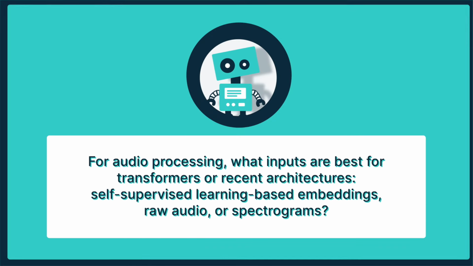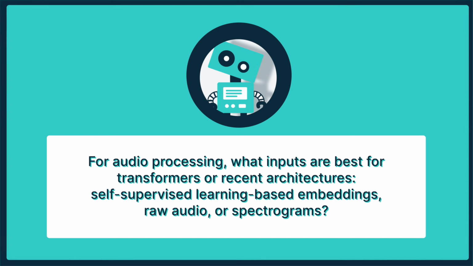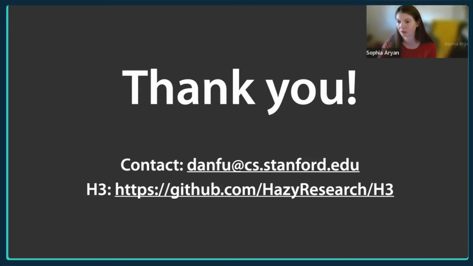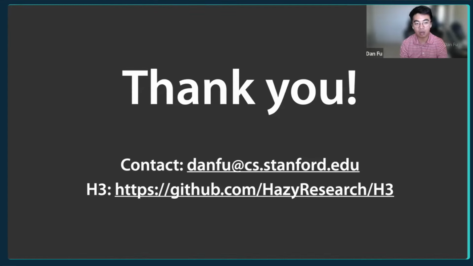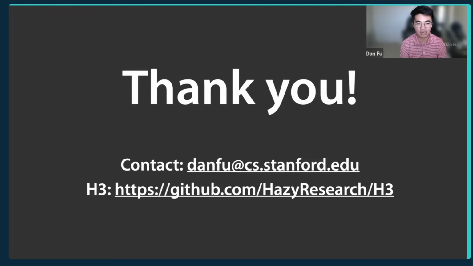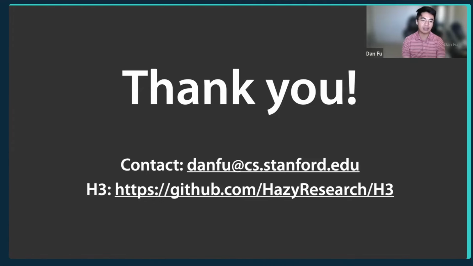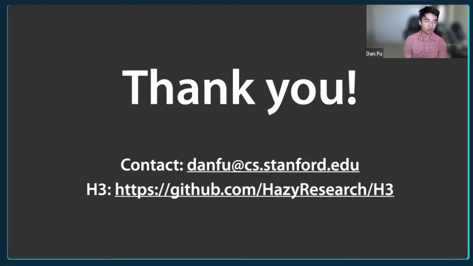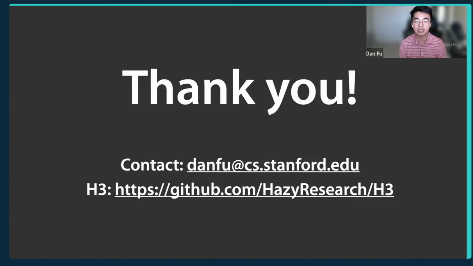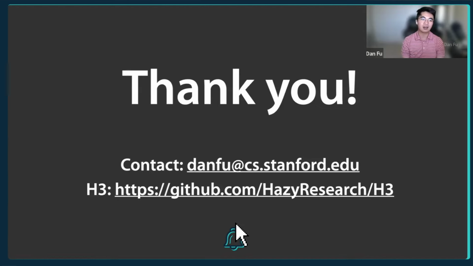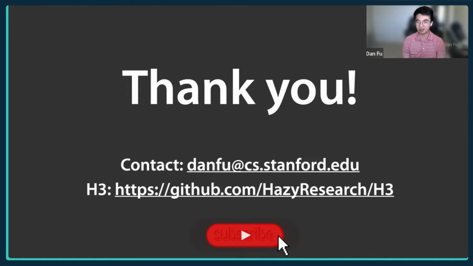I see Pradeep is asking, for audio processing, what inputs are good for transformers or recent architectures? Is it self-supervised learning based on embeddings, raw audio, or spectrograms? I actually don't know the answer to this. I believe that the state-of-the-art audio models are closed source and behind company walls. I know it has something to do with the state-based model, but the actual way that they process it, is it raw waveforms or some learned embeddings? I'm actually not super sure. In the academic literature, I believe the best thing to do was still to take a model, process some featurization of the audio, and then go off of that. But that work came out like 2 years ago, so I'm sure there's been better work since then.